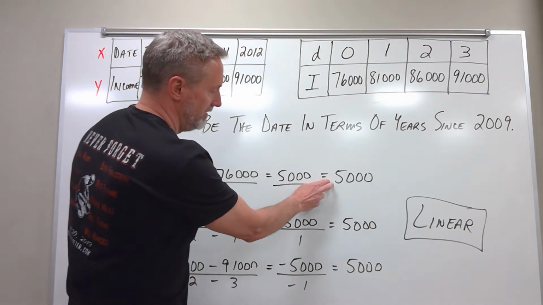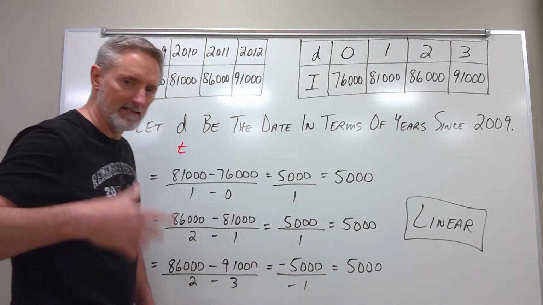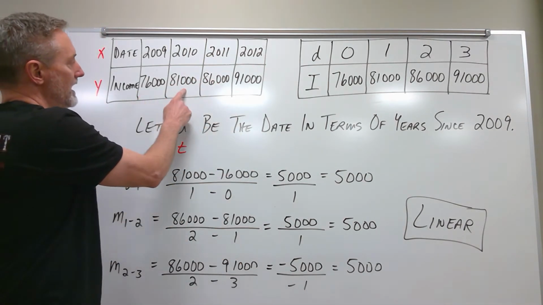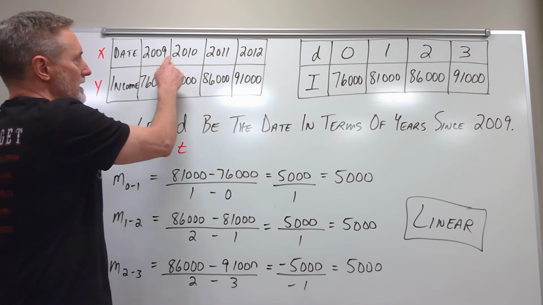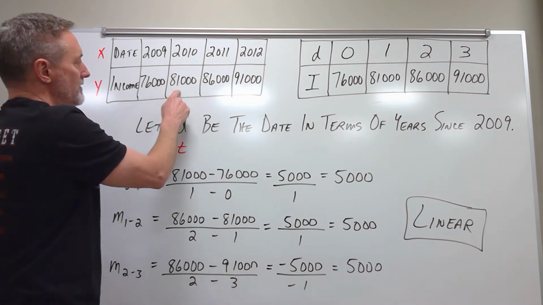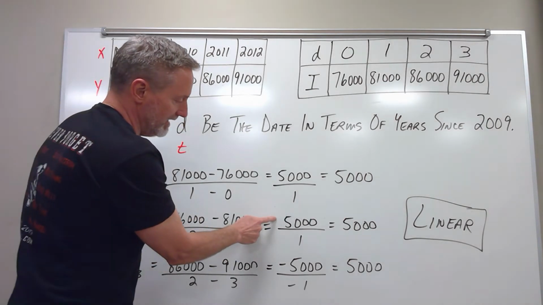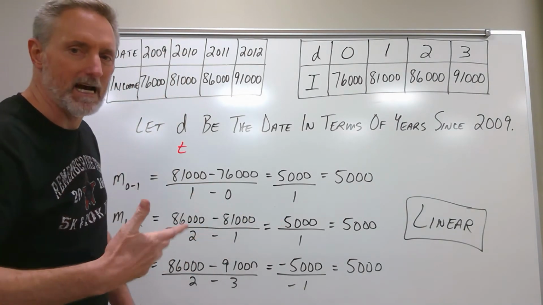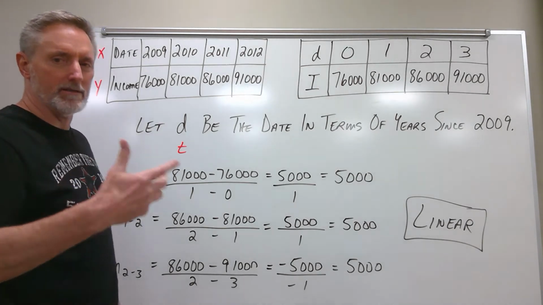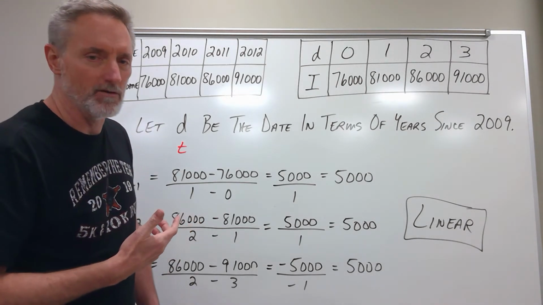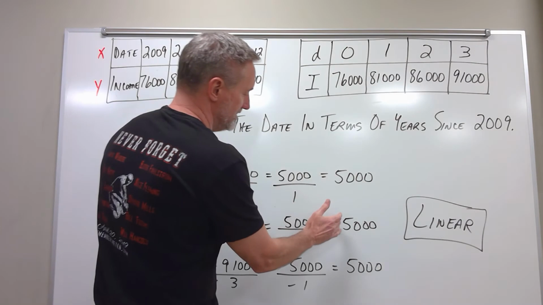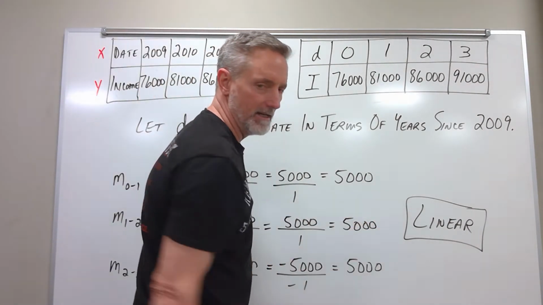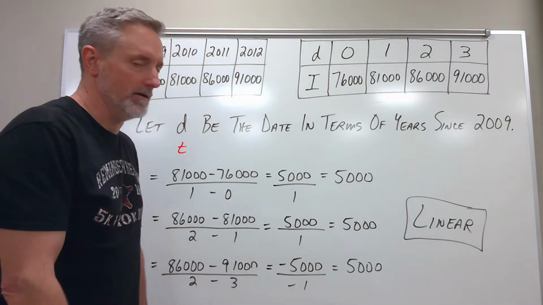So since our slopes are 5,000 each time, let's think about what that means. This person's income is going up $5,000 for every year that goes by. 5,000 per year. That's how slope works. Slope is basically asking what's happening each year. All right, what's happening as each unit of time goes by. So this person's income is increasing in a linear fashion. So we say this is a linear model. All right, okay, that's it.